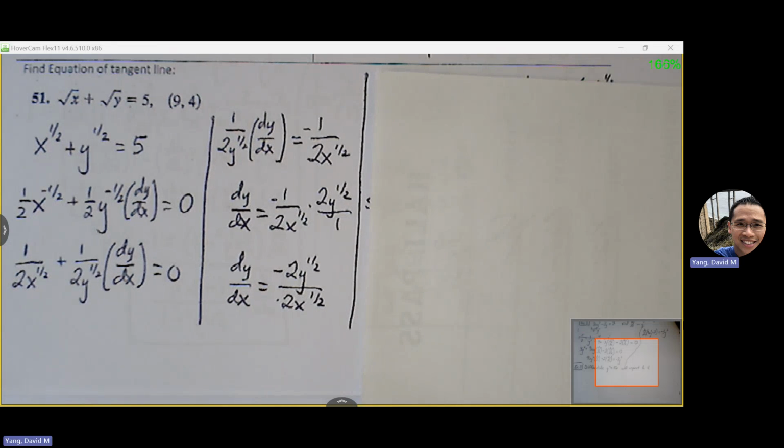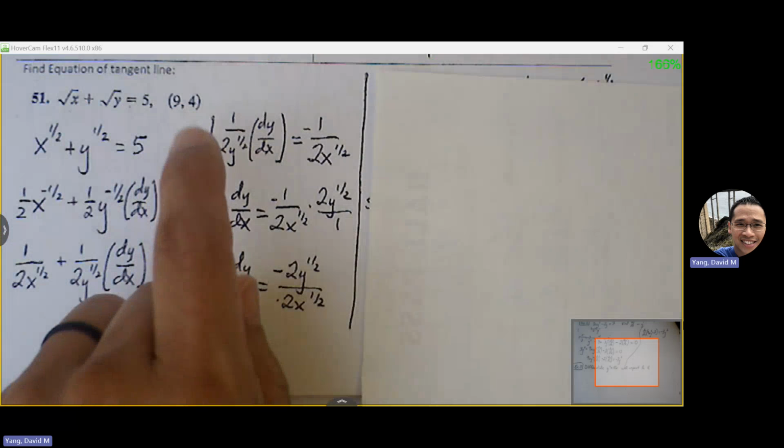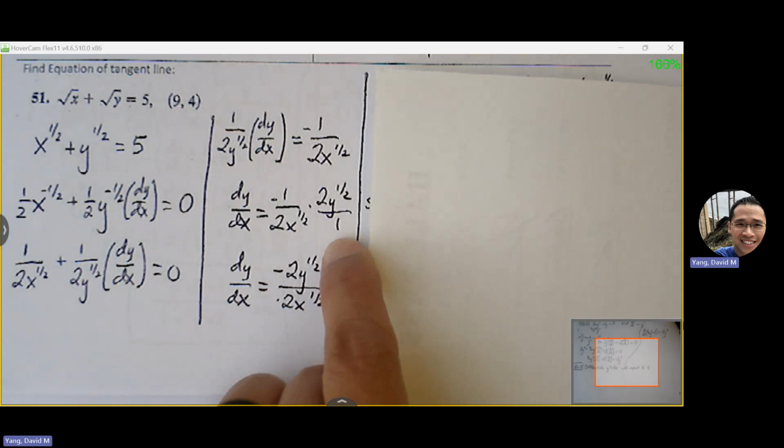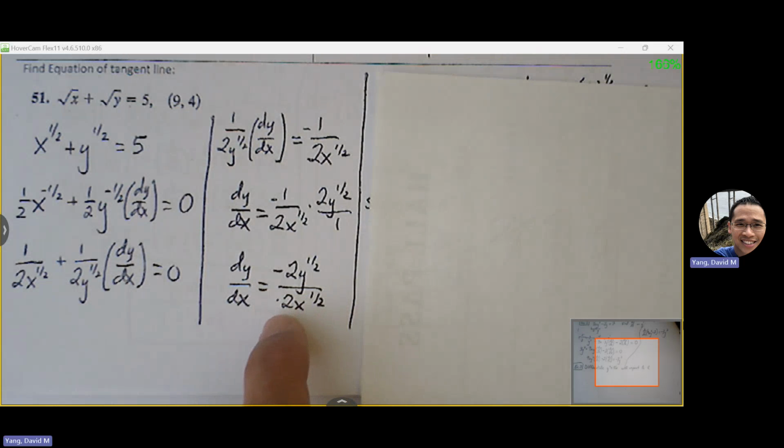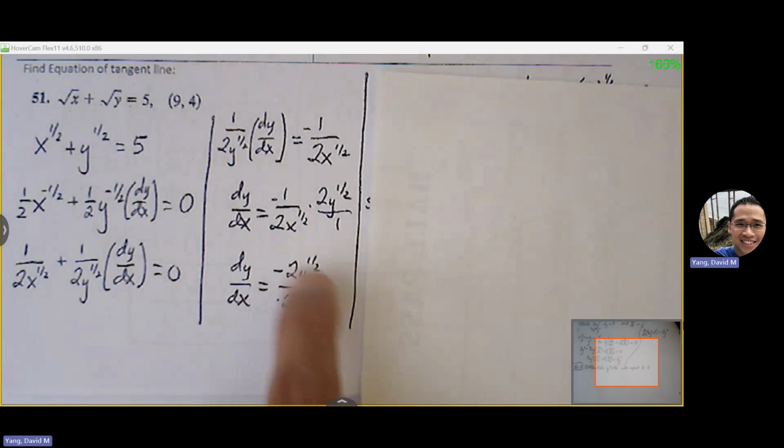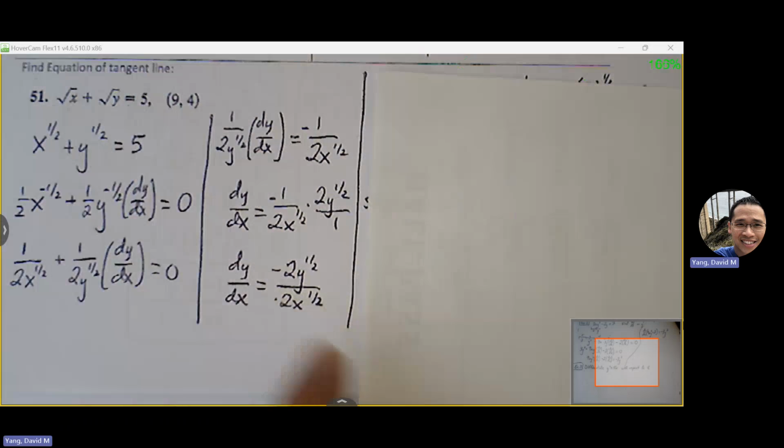Now that left side is still 1 over 2y to the 1/2. But I know that dividing by a fraction is the same thing as multiplying by the reciprocal. So I'm just going to take the reciprocal of 1 over 2y to the 1/2, make it 2y to the 1/2 over 1. And that cleans up nicely now. My derivative is just negative square root of y over square root of x. So now that I have my slope formula, I can take my ordered pair, plug it in here to get my slope. Once I have my slope, I take my ordered pair, my slope, and do point-slope form.